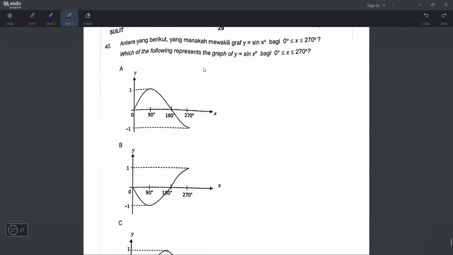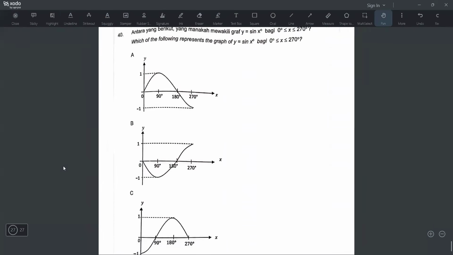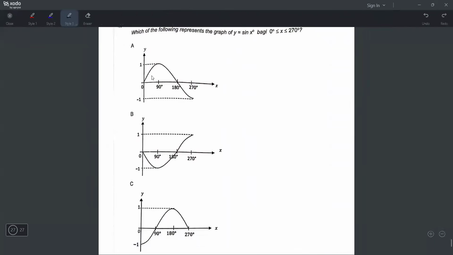Number 40. Which of the following represents the graph of y equals sine x for x between 0 and 270? I actually know the graph shape, so it will be very easy. So A is y equals sine x, A is the answer. B is negative sine x. The amplitude is 1, so this should be negative 1, but why negative? Because it's upside down. And it's 1x because there's only one cycle. If you continue, there will be one cycle in 360. And the graph never shifts up or down, so it's negative sine x.